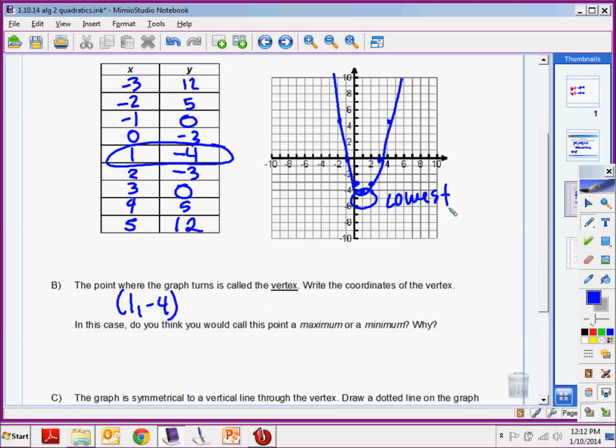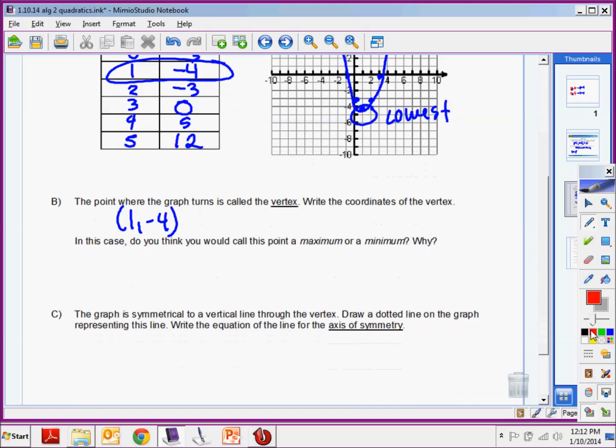Okay, and when it says when the graph turns, that means that your graph is going from either increasing to decreasing or decreasing to increasing. So when your graph is increasing and then it decreases, this is called a maximum. When your graph decreases, then increases, this is called a minimum. Got it?